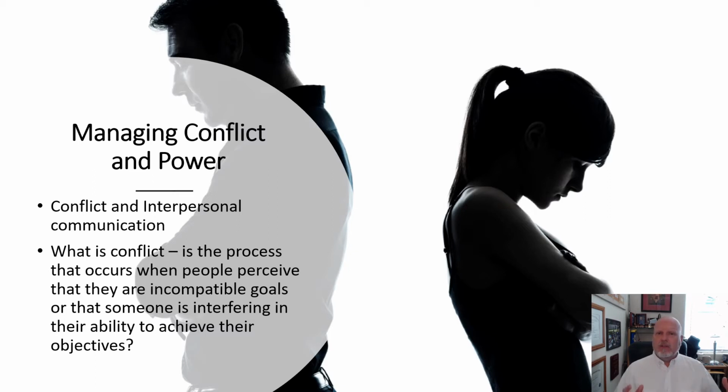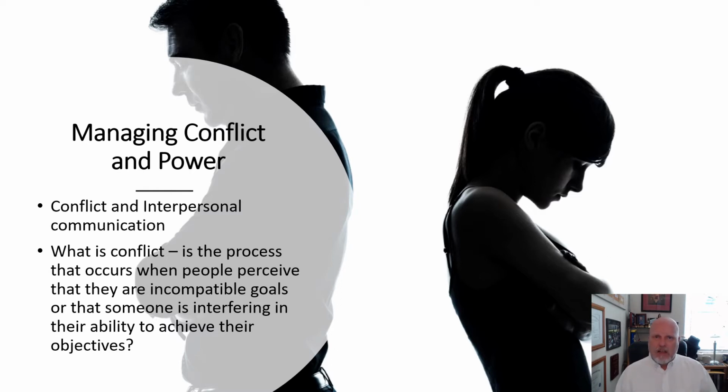Managing conflict and power. In order to begin addressing how we manage conflict, we need to first define conflict. And conflict is when people perceive incompatibility based on goals. In other words, someone stopping you from achieving a goal. Someone stops you from finding your objectives or living a fulfilling life. That is the root for conflict within relationships.